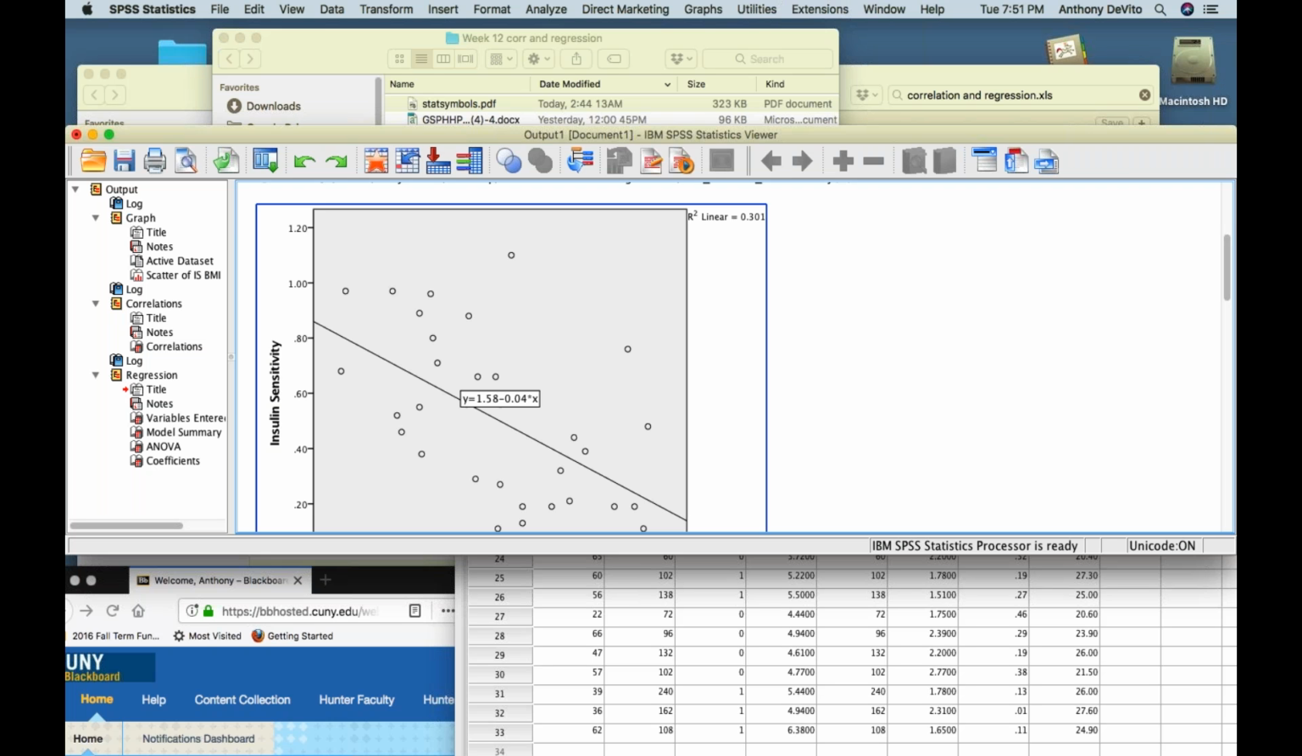Would you really use it like this? Probably not. More likely you would use it to determine, well, if I can affect or get people to reduce their BMI, this is the kind of effect that I would have on their insulin sensitivity.